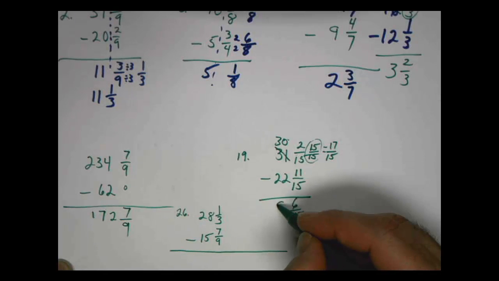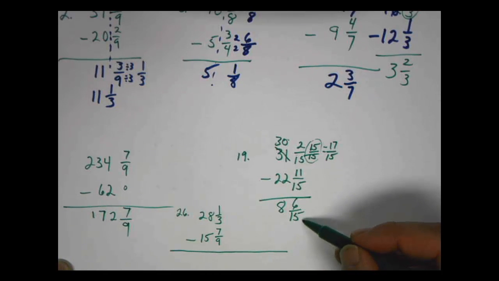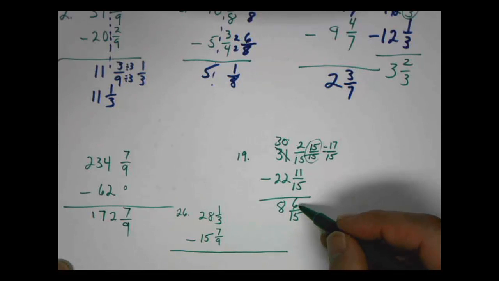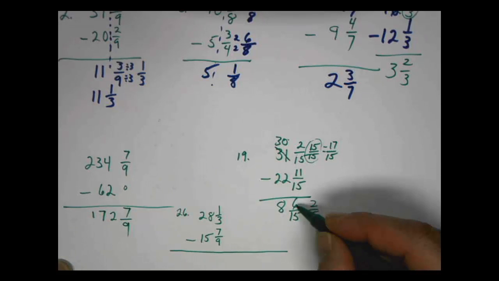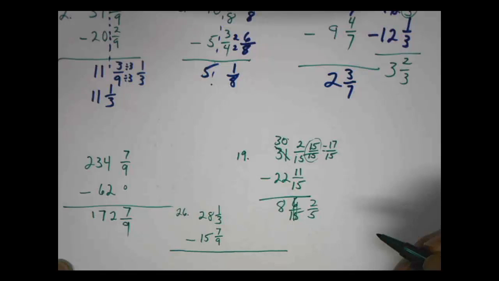22 from 30 gives me 8, but I do need to simplify, as you probably already saw, and that 3 goes into both 6 and 15. So 2/5. So this will reduce to 2/5.